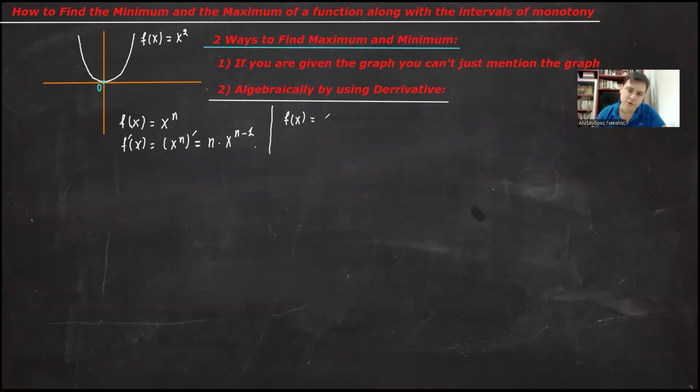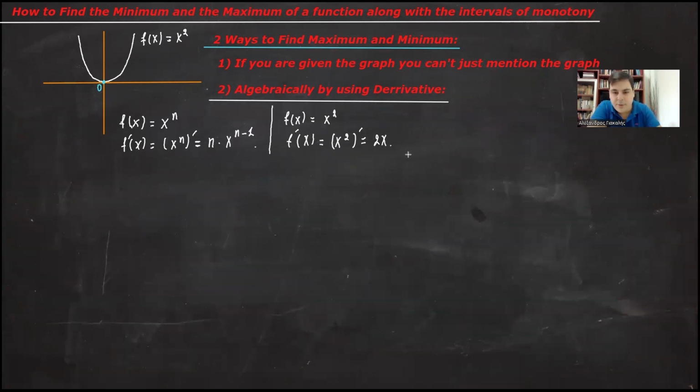So, what is the derivative of x squared? The derivative of x squared is equal to 2x. Why? Because n is equal to 2, you put 2 in front of the x. It goes in the front and the exponent is reduced by 1 unit. So you have 2x.